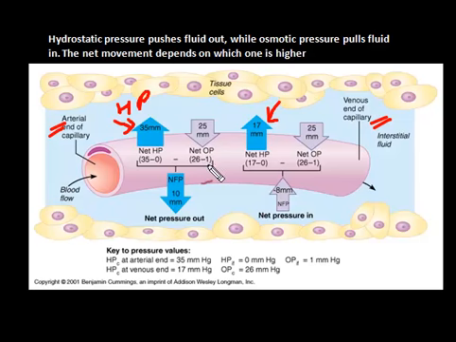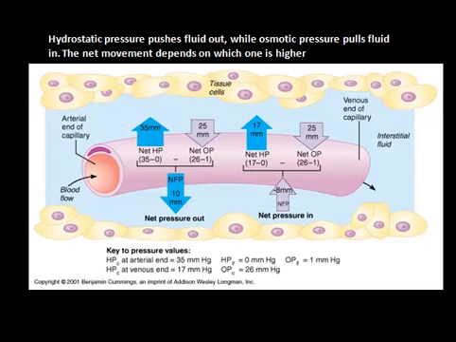Osmotic pressure is based on the solutes which are present in the blood, which means the proteins and the electrolytes. Now those don't change from the arterial to the venous end. They remain the same. The same amount of proteins will be present at either end, same amount of electrolytes. So the osmotic pressure is 25 millimeters at both ends. You can see this over here.